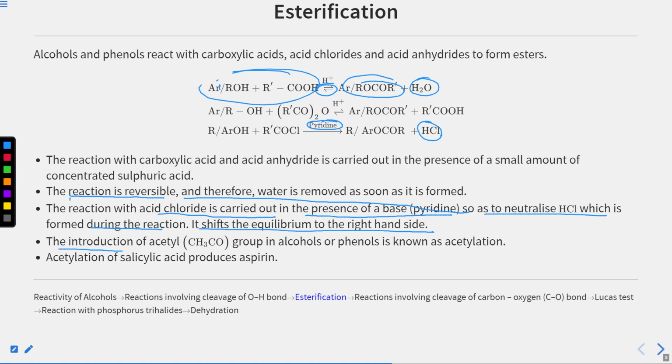Next, the introduction of an acetyl group in alcohol or phenol is known as acetylation. Okay, this is called acetylation. So we'll see this reaction in the next part. Sorry, this is not of your concern right now. When we see the reactivity of phenol, then we'll see both of the statements.